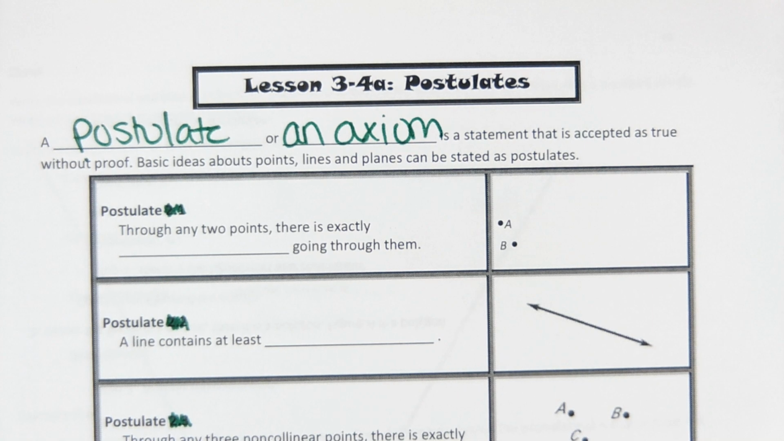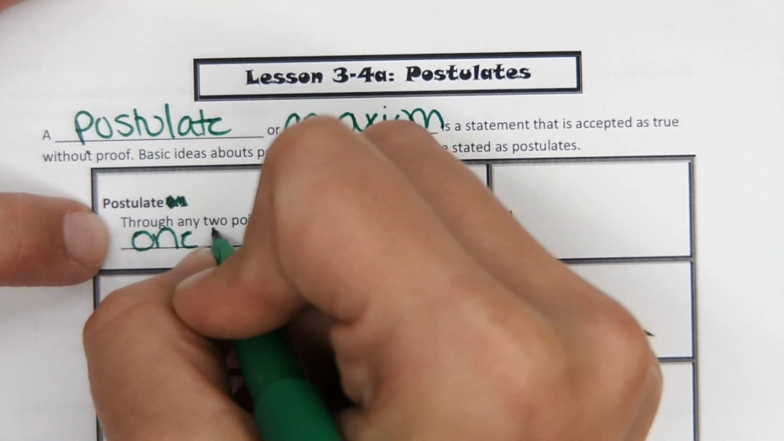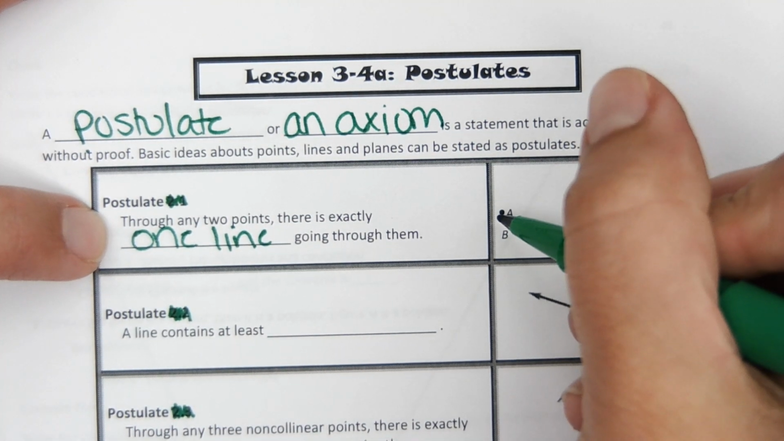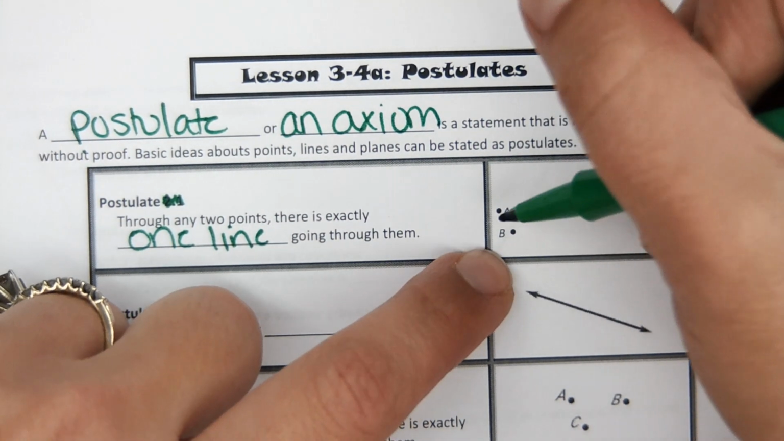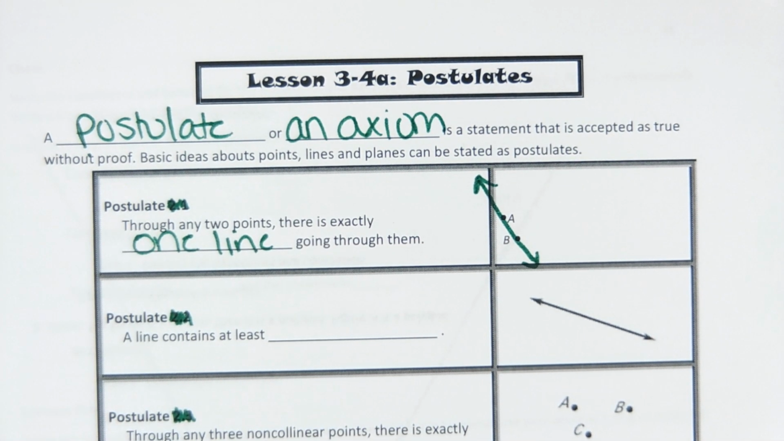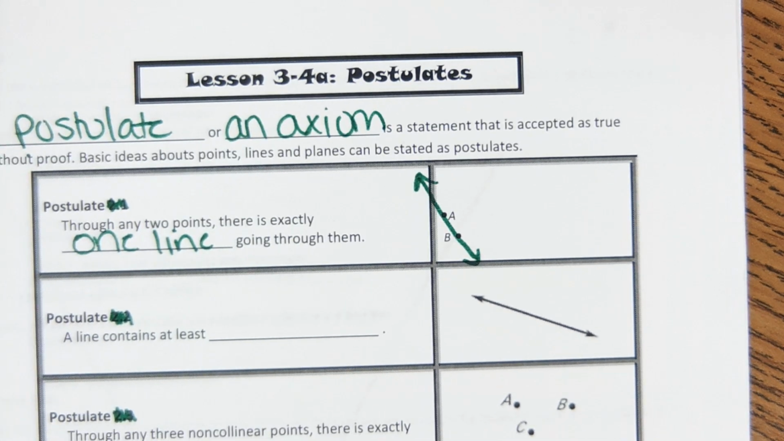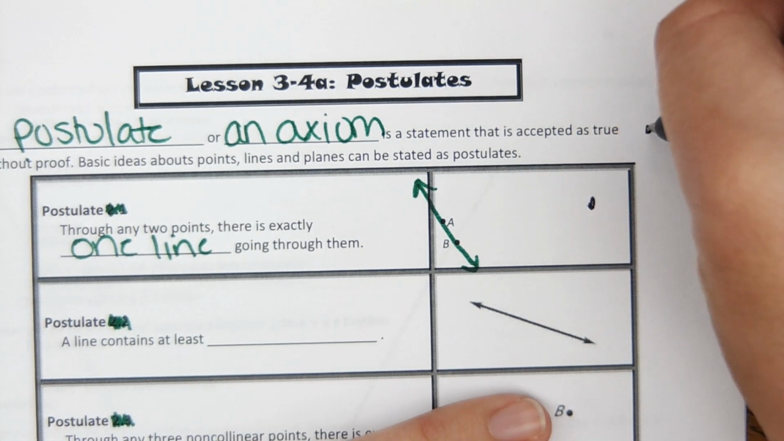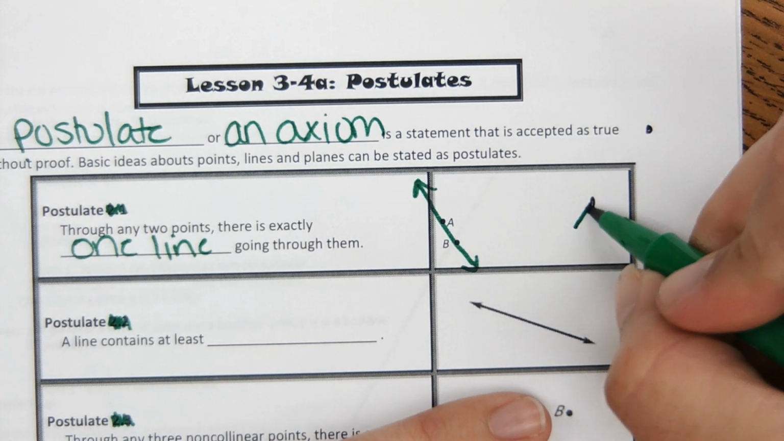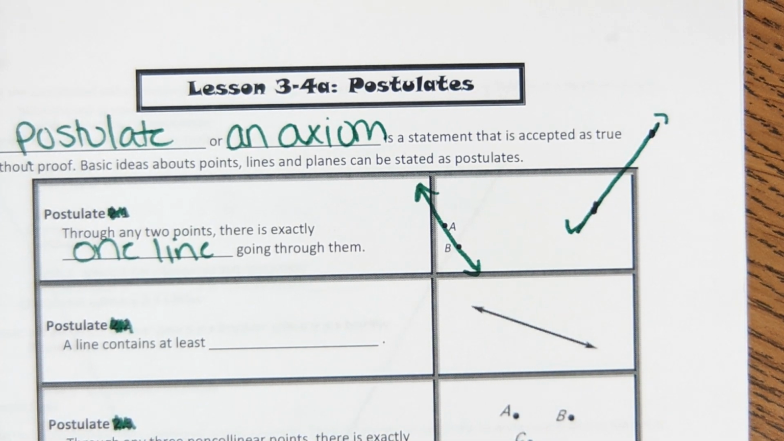It says the first one, through any 2 points, there is exactly one line going through them. So we have 2 points, point A and B, and through any 2 points, there is one line going through them like this. You've seen this before. It came up in chapter 1 as well, so if it feels like review, it is. So you can draw 2 points anywhere, and through any 2 points, there is exactly one line. Also think about it in 3D space. There could be a point on the board right here, and then a point on my desk, and I could draw a line through those 2 points.